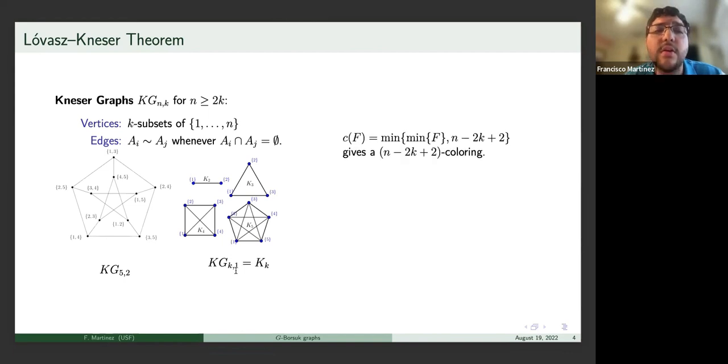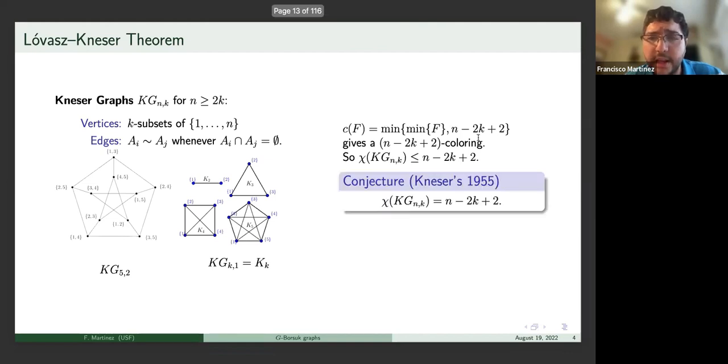Giving an explicit coloring for this class of graphs is not hard: we can color the vertex F by the minimum between the minimum of F and n minus 2k plus 2. And this happens to give an (n minus 2k plus 2)-coloring. So we know that the chromatic number is bounded above by this number. And the conjecture, since Kneser's time in 1955, is that this is actually the chromatic number. It was finally proven by Lovász in 1978. So it took a lot of time to prove this statement.